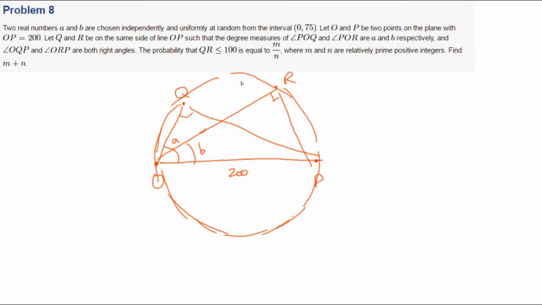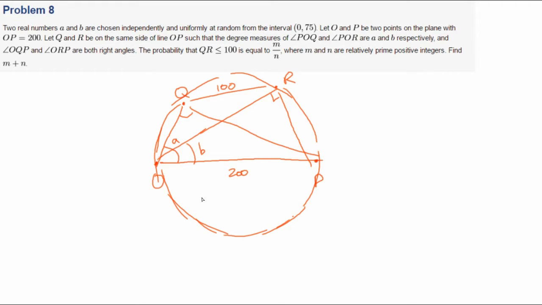So QR is less than 100. So let's try to find the maximum angle that will satisfy that QR is 100, and maybe this will help us out. And actually, I think we can do it.